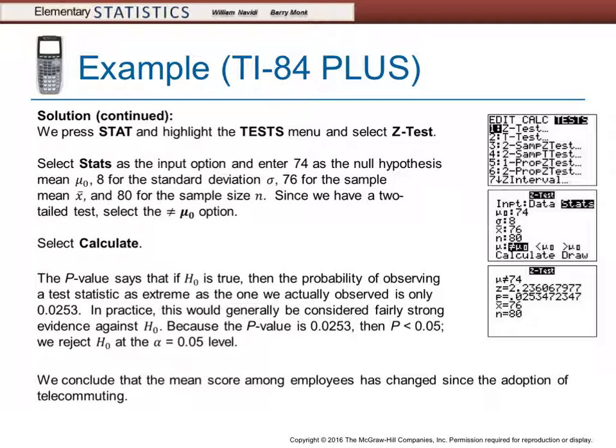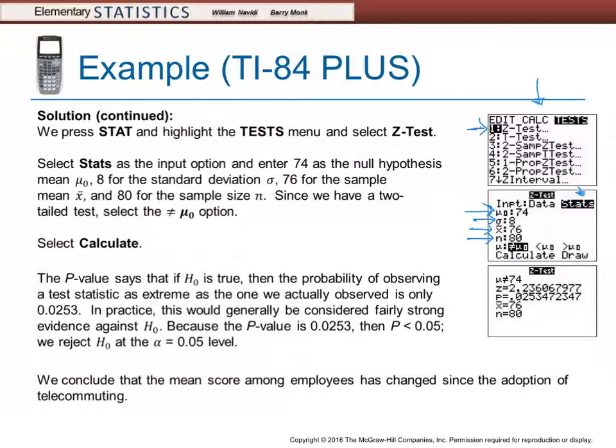Now we press the stats key to do the test. We'll move over to the test. We'll pick option 1 and hit enter. Then we'll select stats because all we have is stats. We don't have the raw data. We'll enter in 74 for mu naught. We'll enter in 8 for sigma. For x bar, we'll enter in 76. And for n, we'll enter in 80.